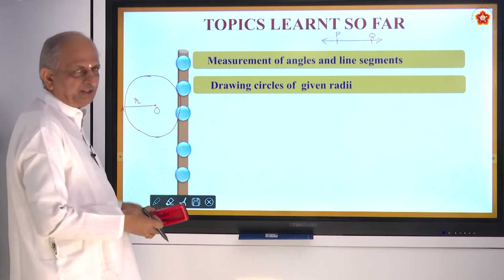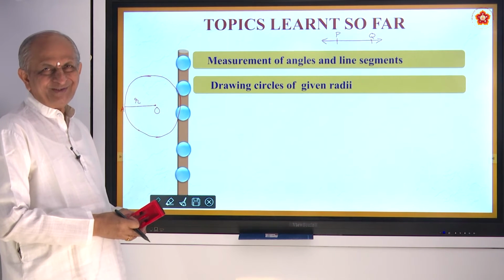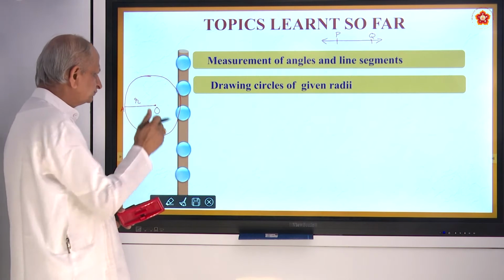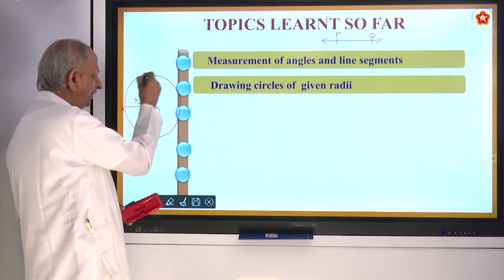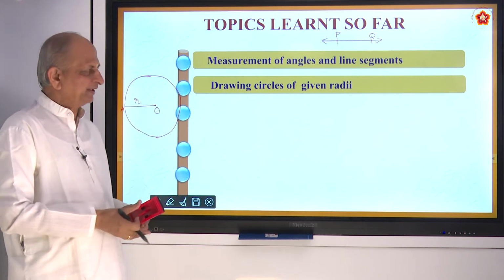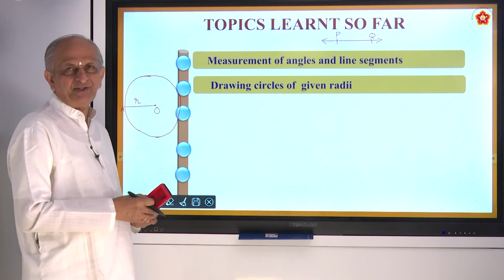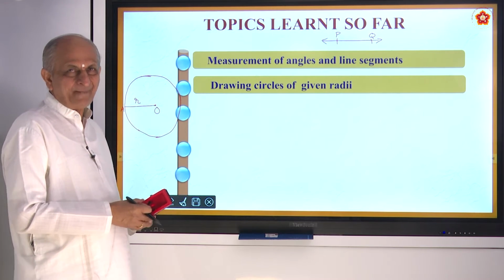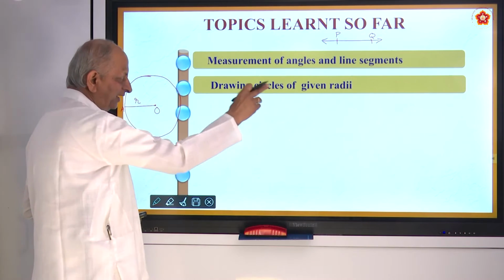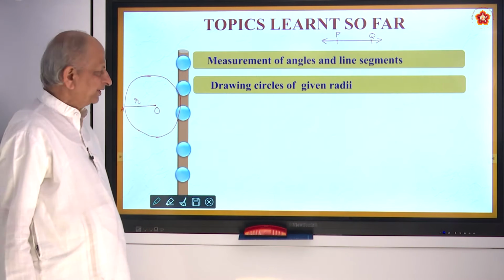So how to draw this circle? Using a compass. You take a center and draw a circle of given radius. And how many radii can you draw in a circle? Any number. That's why you use the word radii. Is it not?